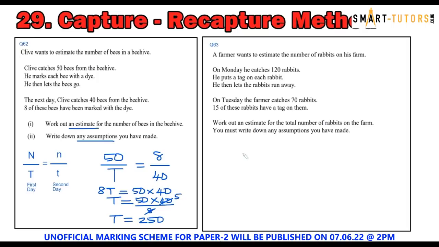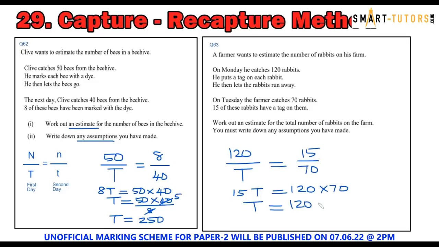Next one, a farmer wants to estimate the number of rabbits on his farm. On Monday, that is the first day, he catches 120 rabbits, tags them and releases them, 120 over t. And on Tuesday he catches 70 of them and 15 of them have the tag. So find out how many rabbits are on his farm. So 15 times t equals 120 times 70. So t equals 120 times 70 over 15. So that is going to be the answer.